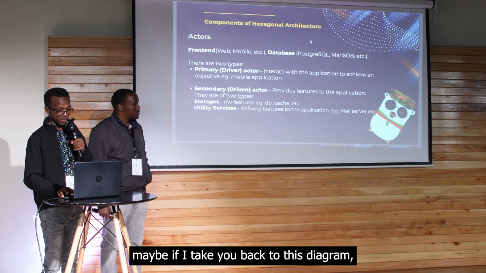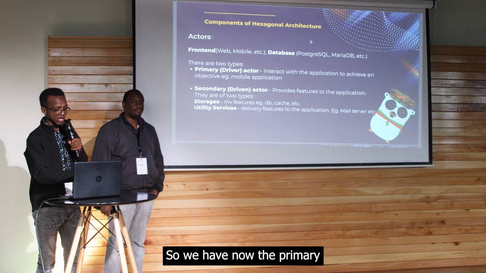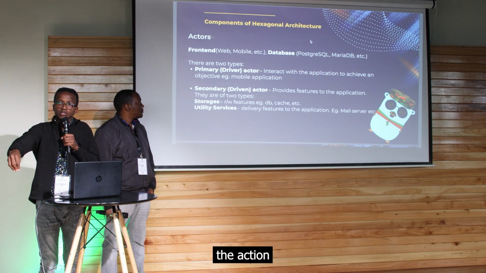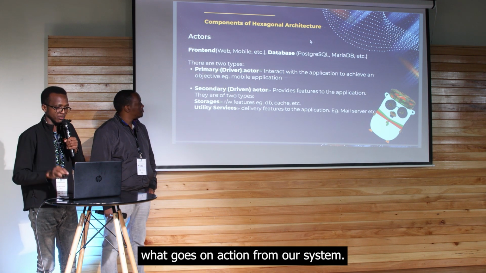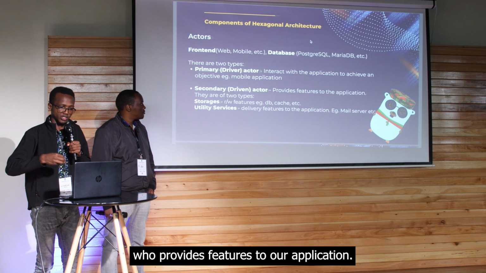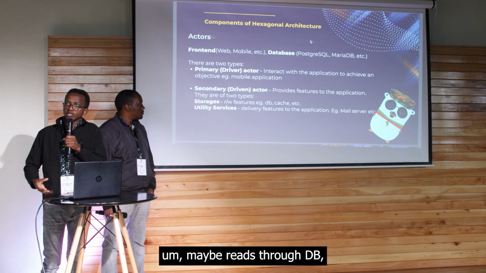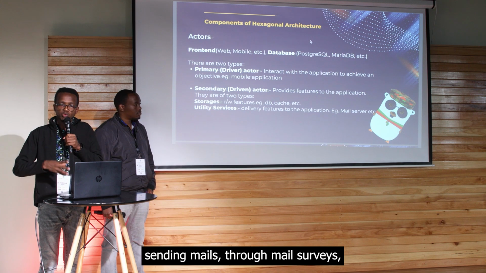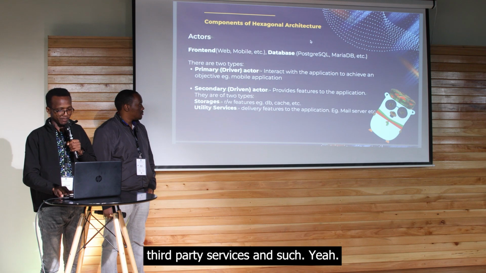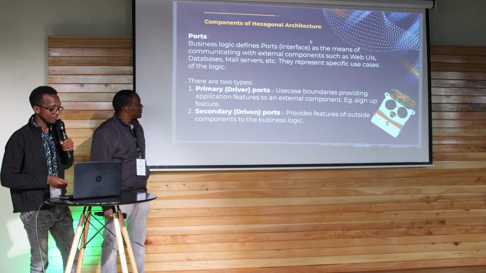Maybe if I take you back to this diagram, we have two types of actors. So we have now the primary, that is the driver actor, whoever initiates the action, like whoever triggers an action from your system. And then the secondary, or rather driven actor, who provides features to your application. These features can be things like maybe reads to your DB, sending mails through mail servers, uploading stuff to third-party services, and such. So the other key component of this pattern is the ports.